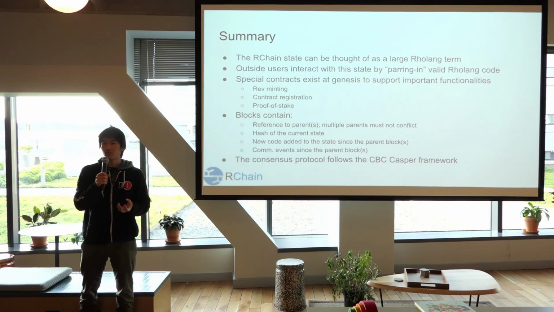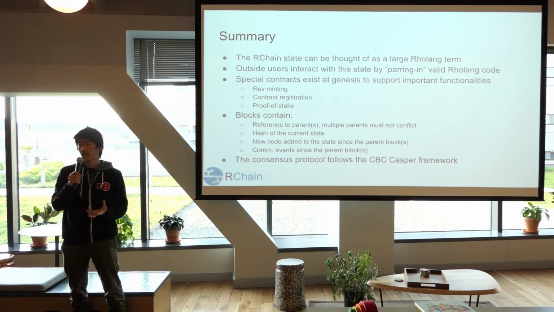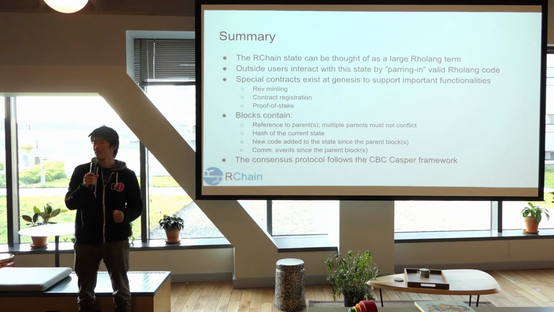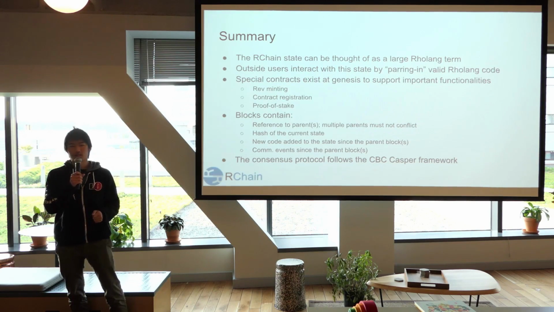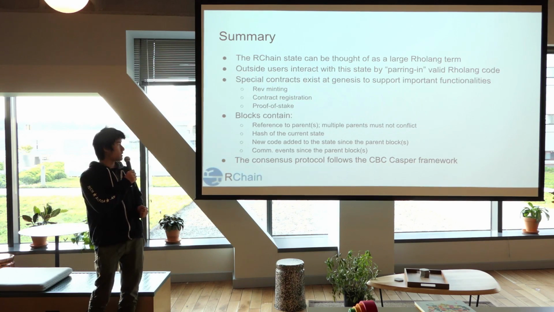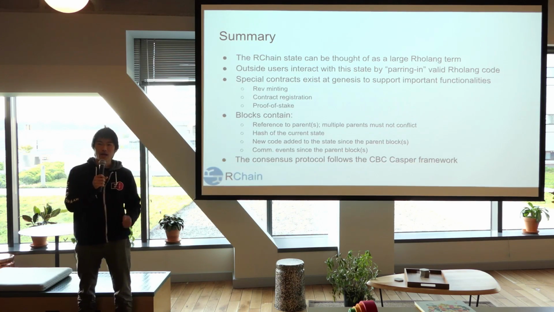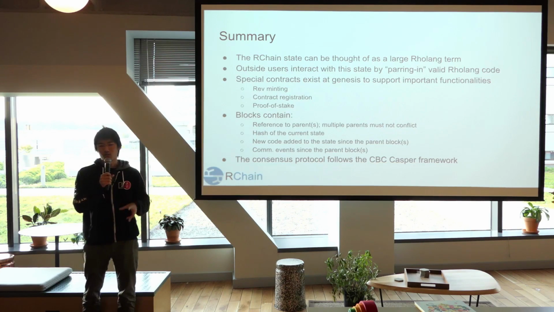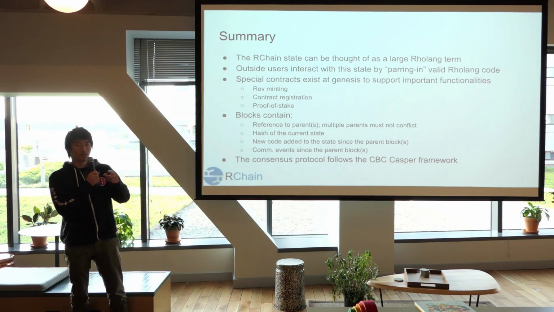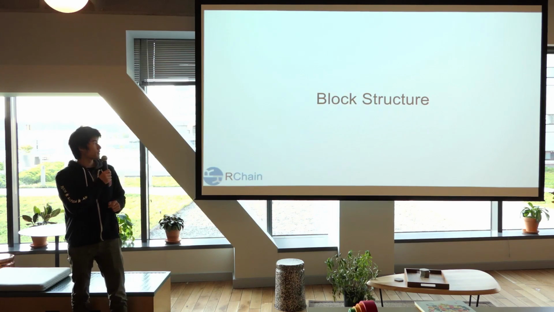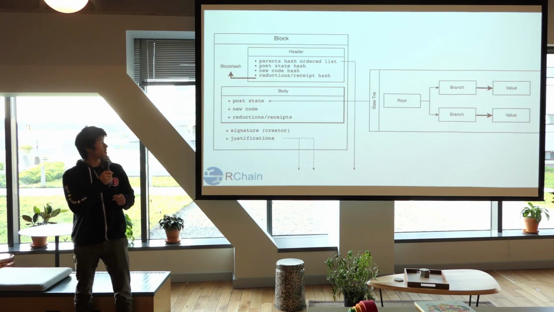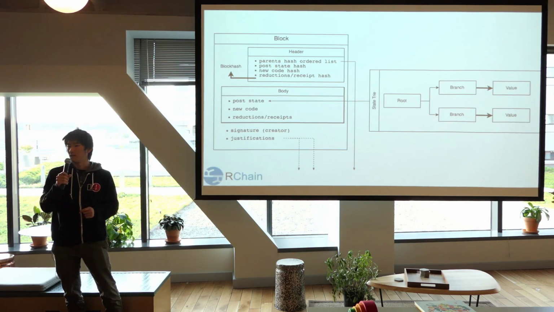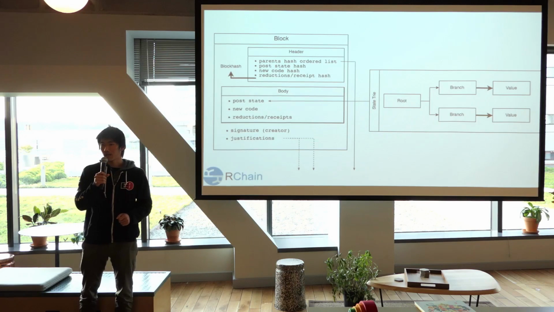First, the essential building block is, of course, the block. And blocks contain parents to other blocks. This is the same as many other blockchains that you'll be familiar with. And they also contain the hash of the current state and then justifications, which I'll go more into later. Actually, let's go on to the next slide, one more. Yep. So this is a visual representation of what the RChain block would look like.